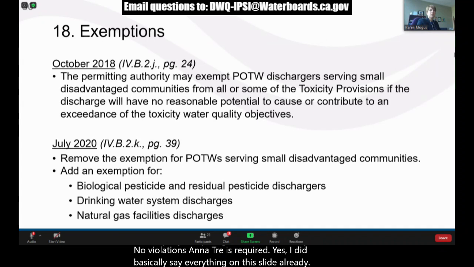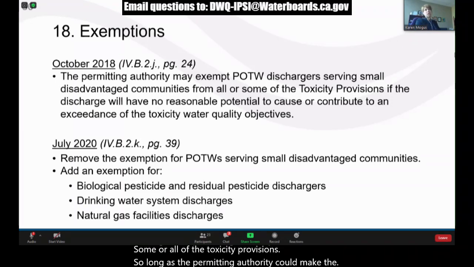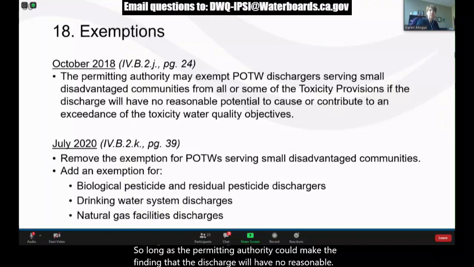Finally, exemptions. The October 2018 version allowed the permitting authority to exempt dischargers serving small disadvantaged communities from some or all of the toxicity provisions, so long as the permitting authority could make the finding that the discharge will have no reasonable potential to cause or contribute to an exceedance of the toxicity water quality objectives.